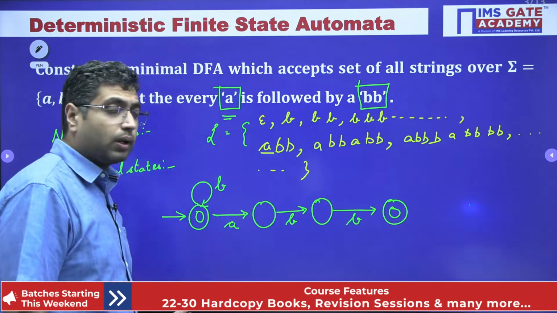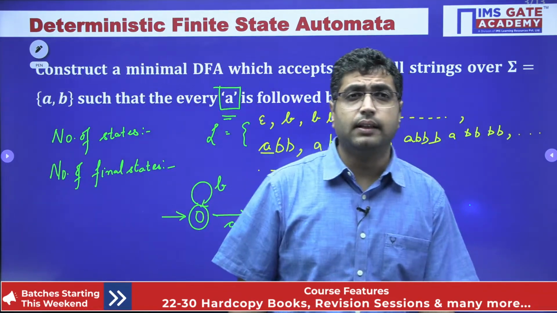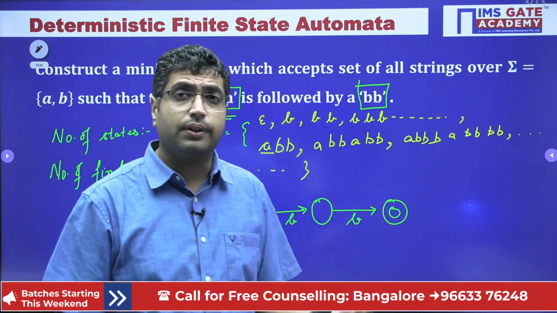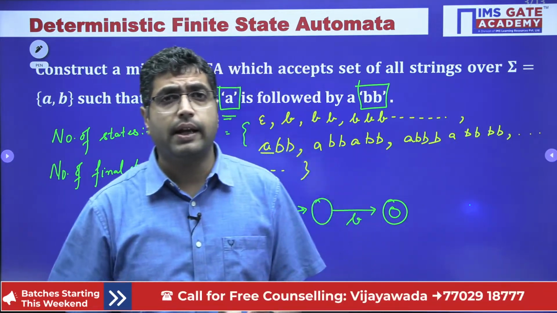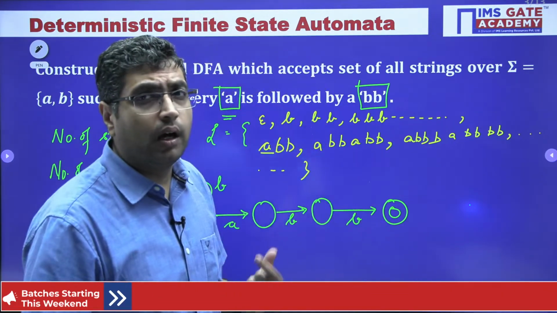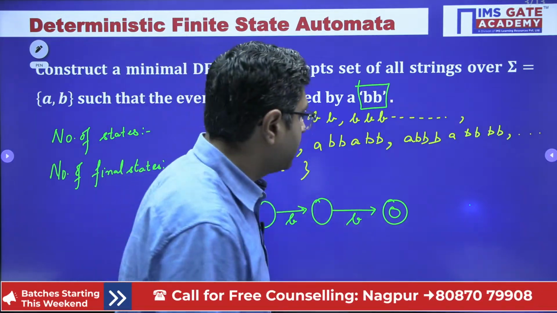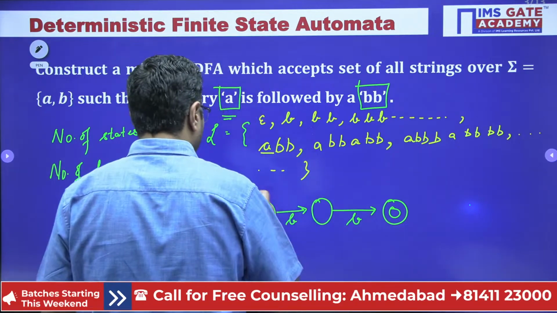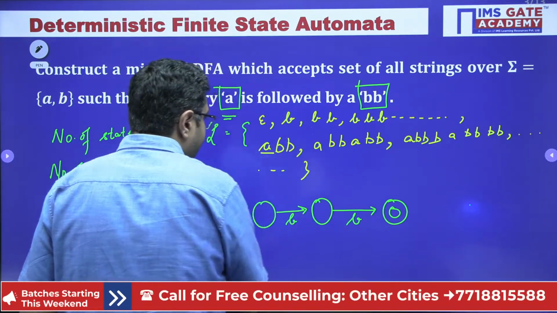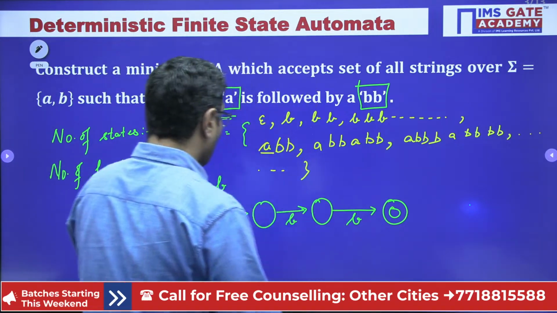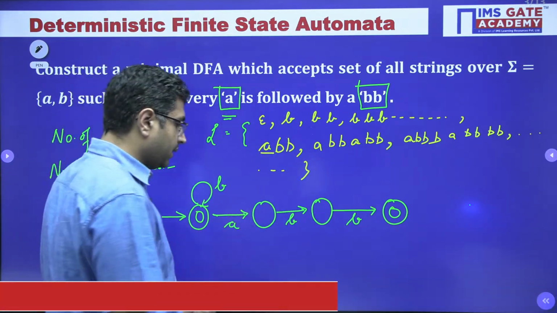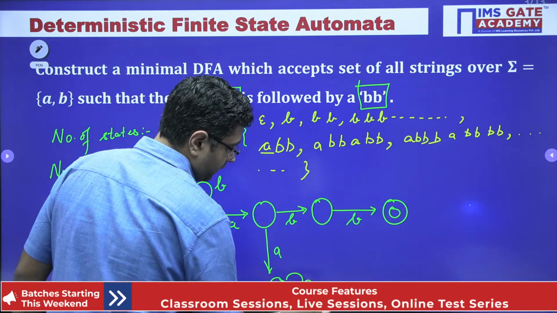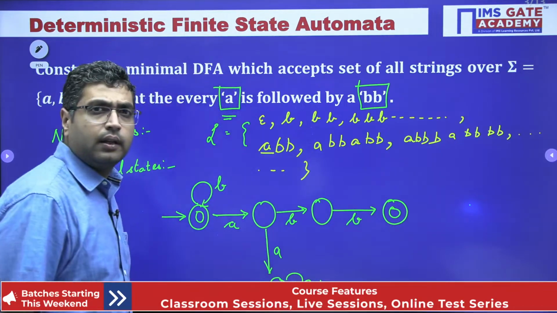Now let's try to draw the other transitions so that we can complete the transition table and the transition function. That is, for every combination of Q cross sigma, we have to tell what will be the state to which we have to go. For every combination of Q cross sigma, we have to do this, right? Now, once an A has come, it has to be followed by a BB. If it is not followed, for example, after an A, if another A comes, this is a problem. You go to a dead state and then you remain there forever, right?